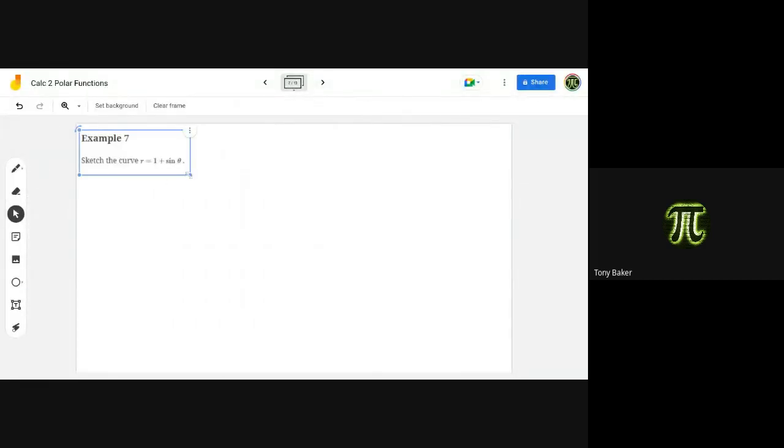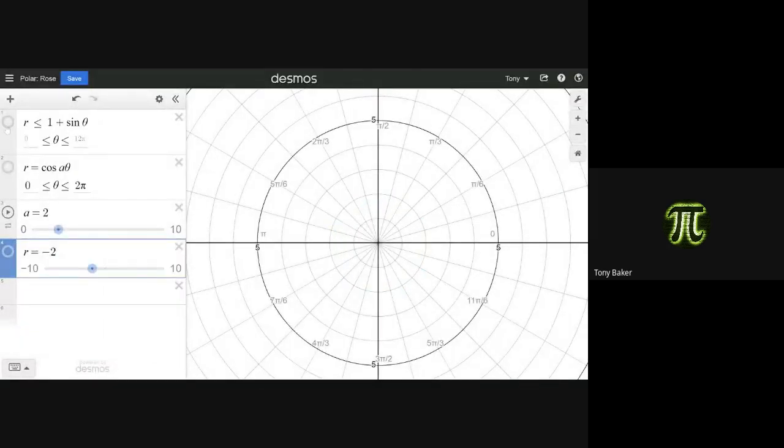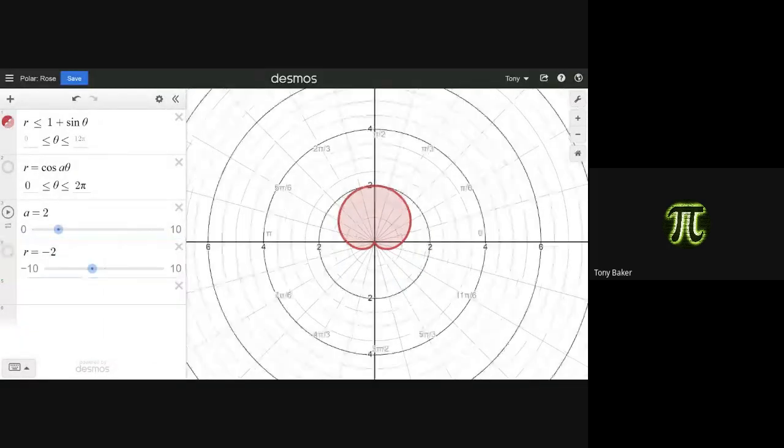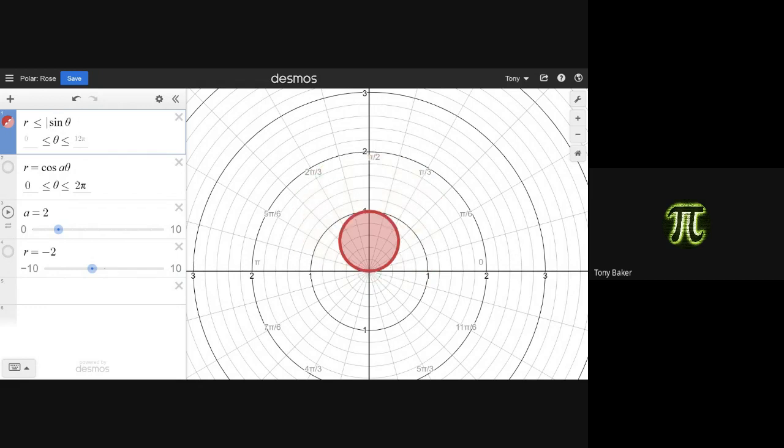All right. We kind of already looked at this one, but we're going to look at it a little bit more. This is the cardioid. So we're going to look back at this. The cardioid is 1 plus sine theta, because if I just did sine theta, I'd have a circle.